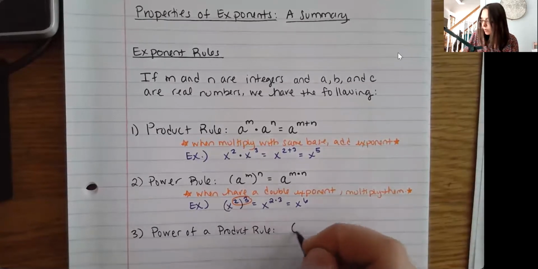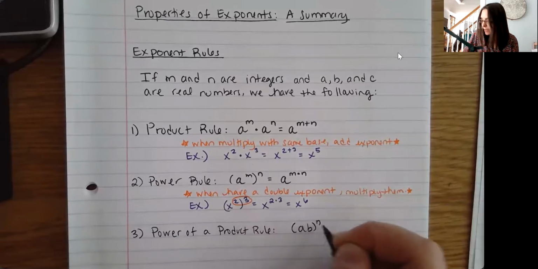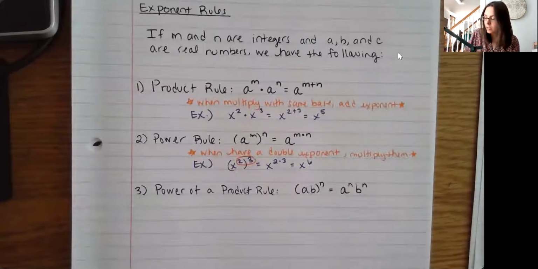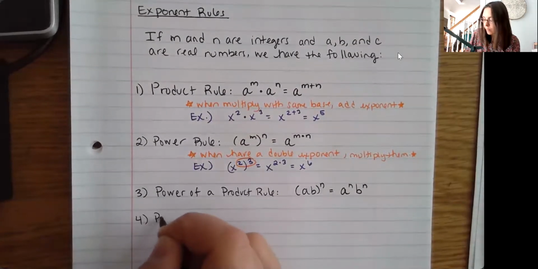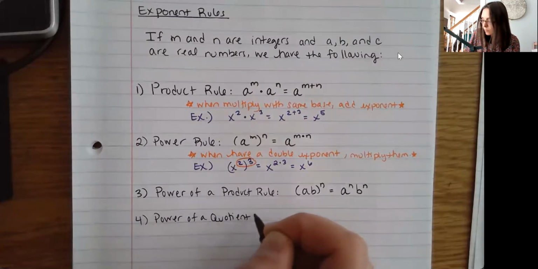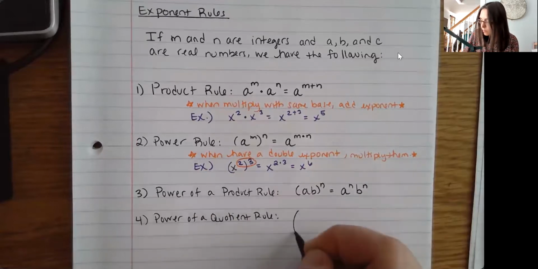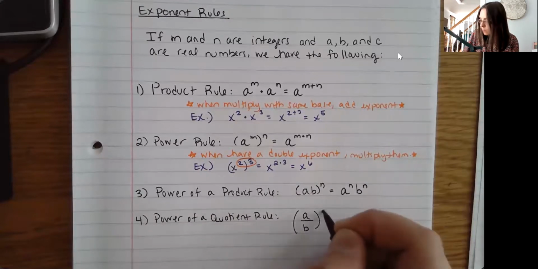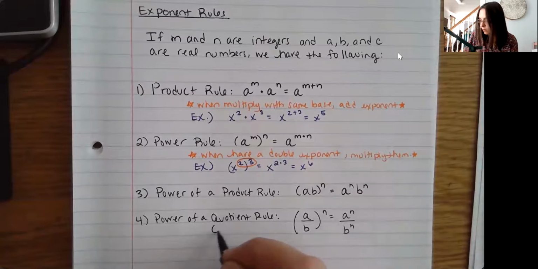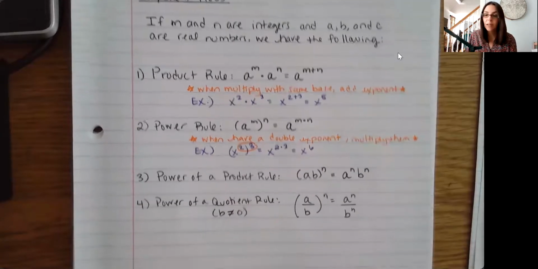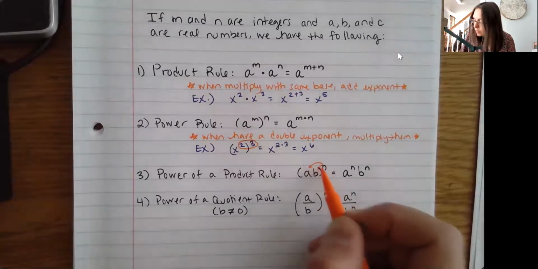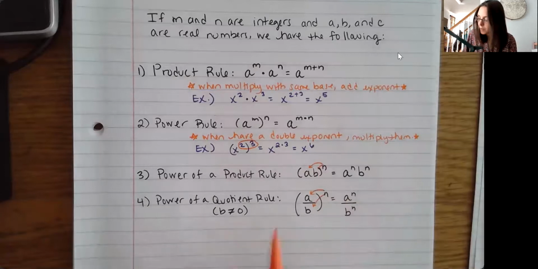The power of a product rule basically says that if you're multiplying and you have an exponent on the outside, you can distribute that exponent inside. And it actually is the same thing for the power of a quotient rule. You do want to make sure that b is not 0 there, obviously, so you're not dividing by 0. But we're basically saying that you can really just distribute that power inside here.